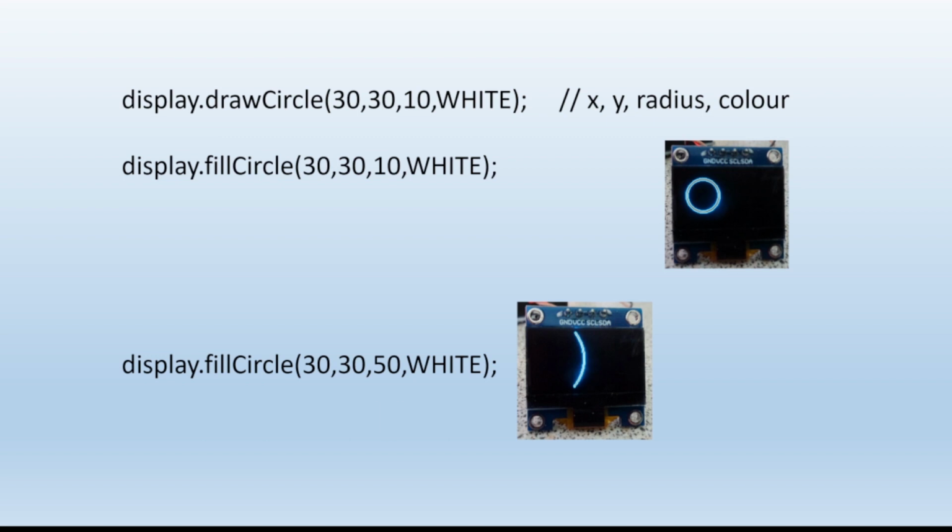You'll notice at the bottom I've got 30, 30, 50. We've made the centre of the circle 30, 30, but made the radius larger than it can draw on the screen, so you only see part of the circle. And that could be handy in certain situations to get special effects. So that's that.